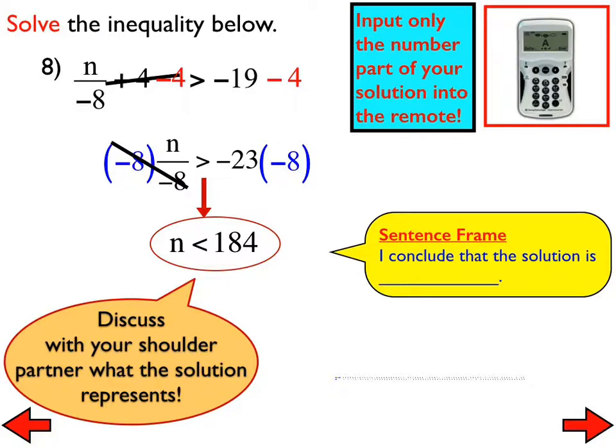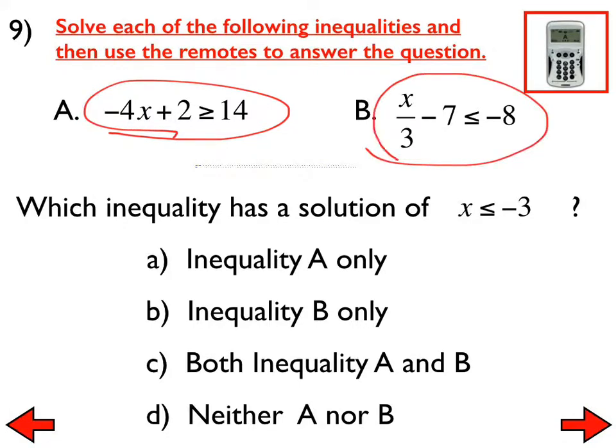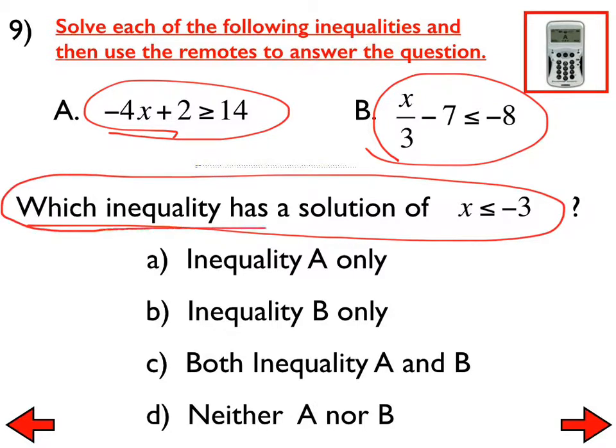In other words, numbers that are less than 184. All right. We've got 2 problems left, and they're much like we've dealt with in the last couple of days. So now we're shifting it to a multiple choice situation. Listen carefully, please. Look up here. You need to solve this one and then solve this one, and you're trying to figure out which of them, A or B, or both of them, or neither of them, will have a solution of x is less than negative 3. Okay? Go ahead and go. I'll let you know when you can start inputting with your remote.